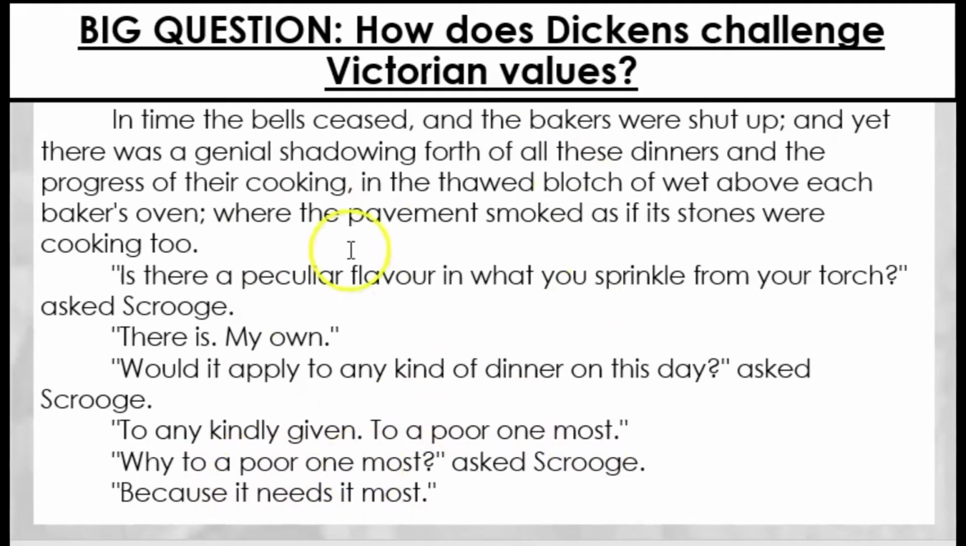So some really interesting ideas here. Scrooge is curious about the things that the spirit is sprinkling on people's food, because he's thinking, well, everyone's got different meals. Would this change the flavours of those things? What's it doing to them? He asks, is there a particular flavour to what he's sprinkling on them? And then he asks about the idea that it's different depending on how poor someone is. So the people who are poor get the most flavouring, the most benefit from it. And Scrooge is wondering, why would the poor get the most of it? And that's because, of course, the poor need it most.